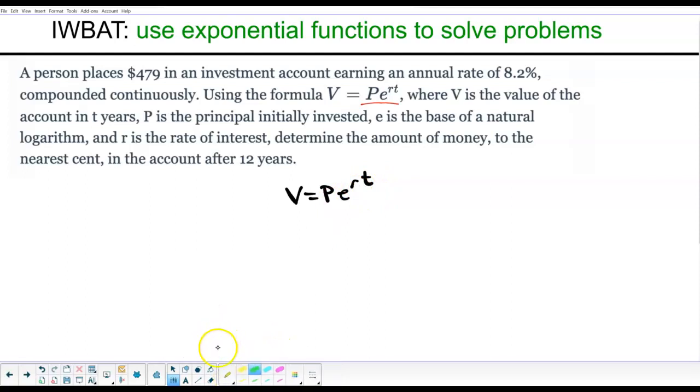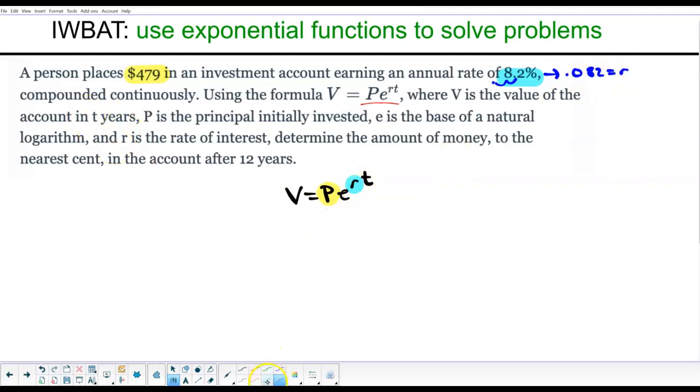It's the same idea. So a person places an initial investment of $479 into an account. So that's your initial amount, your principal. And then that's invested and earning an annual interest rate of 8.2%. We have to be very careful with this. This is the rate. However, you have to take that and turn it into a decimal. So you got to move this 1, 2 spots the other way to the left. And that will be the R value.